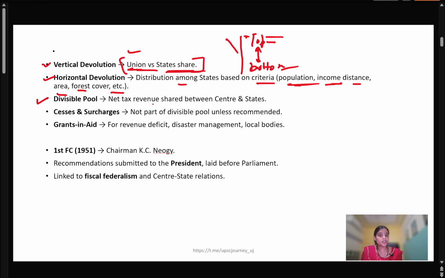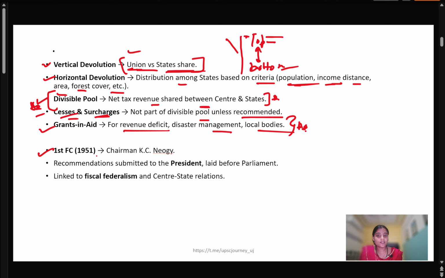Divisible pool: the net tax revenue shared between center and state is known as the divisible pool. Cess and surcharge are not part of this divisible pool unless recommended. So there is only a division of net tax revenue between center and state. And grants-in-aid will only be provided for revenue deficit, disaster management, and local body management. These are the criteria under which grants-in-aid can be provided.